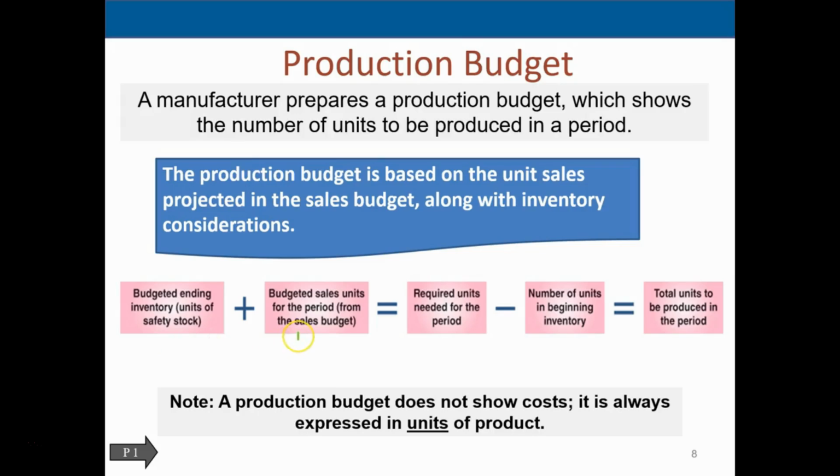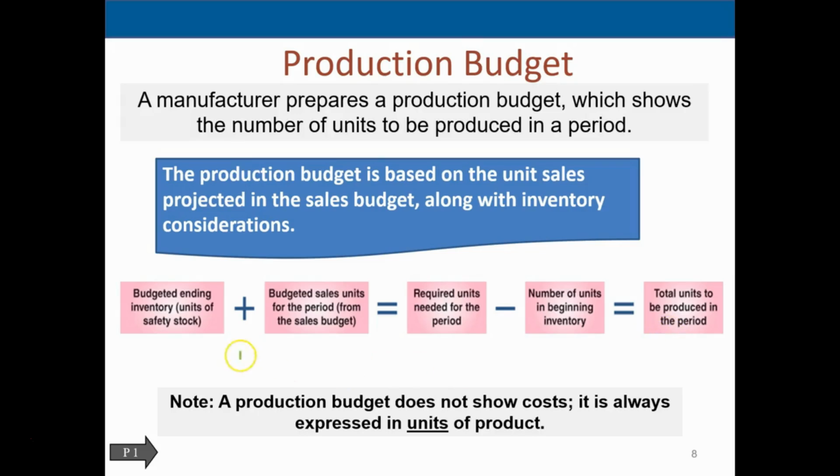Then we're going to add to that the budgeted sales units, the amount of units that we believe we're going to sell, which we just figured out. That'll give us the required units needed. That's how many units we would have to produce if we did not have any on inventory from the prior period. But of course we're starting off not from scratch. Last month we probably had some hockey sticks left over from them. So we're going to subtract that out, and that will give us the total units that we need to produce.